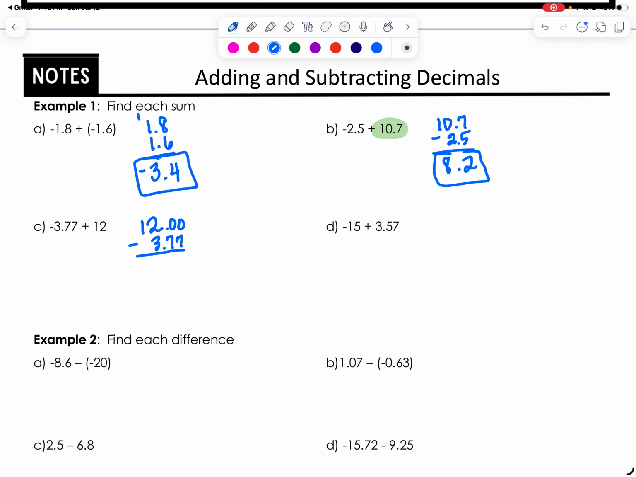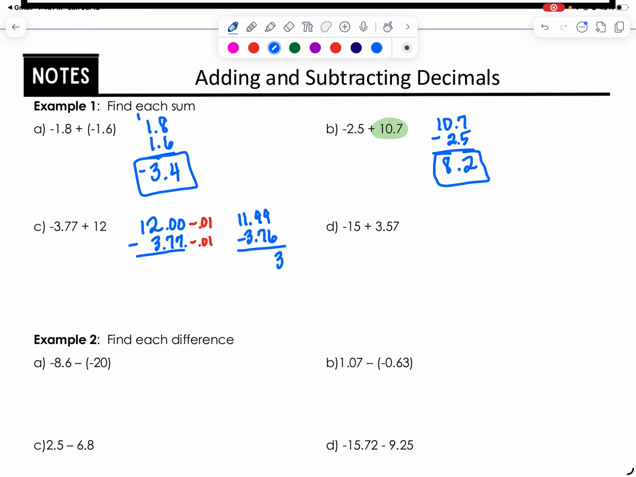$3.77. Now, when you're subtracting across zeros, there's a lot of places you can make mistakes with borrowing. So I like to do this little trick where I take away 1 penny from each number. Now, here's what that means. $12 take away 1 penny becomes $11.99. $3.77 take away 1 penny becomes $3.76.